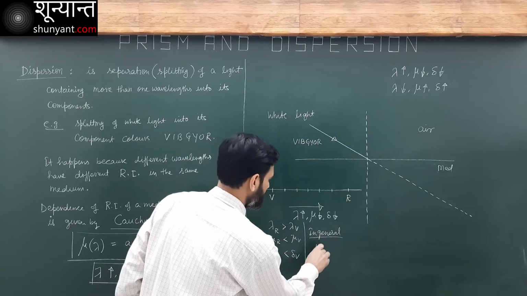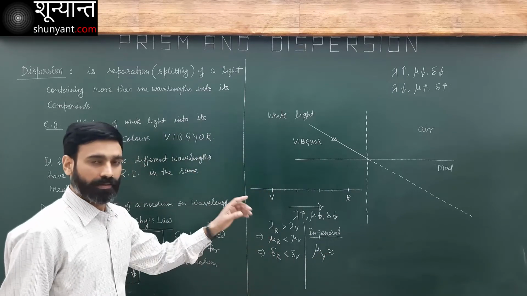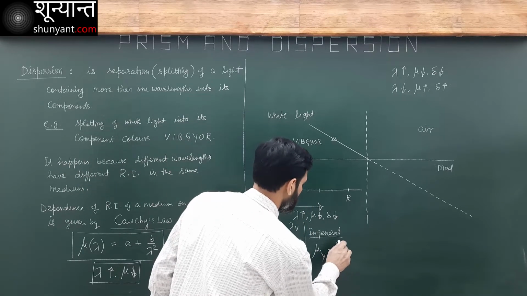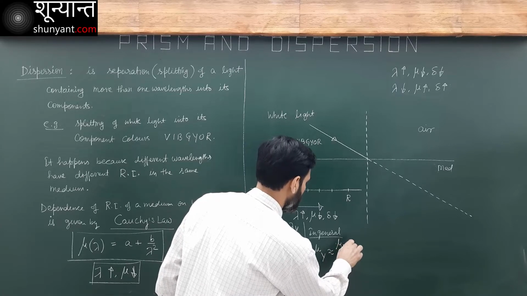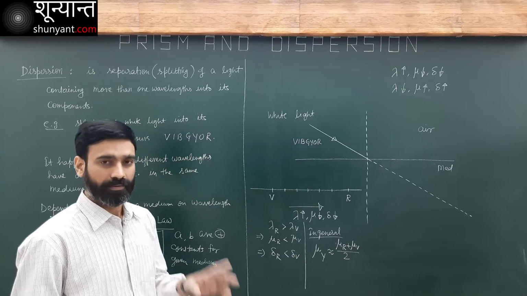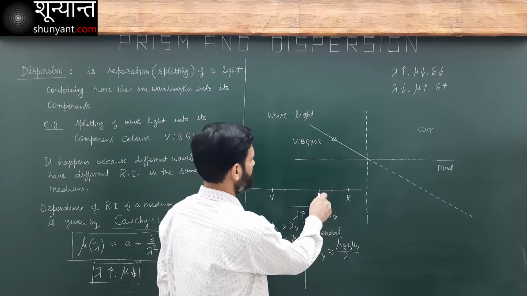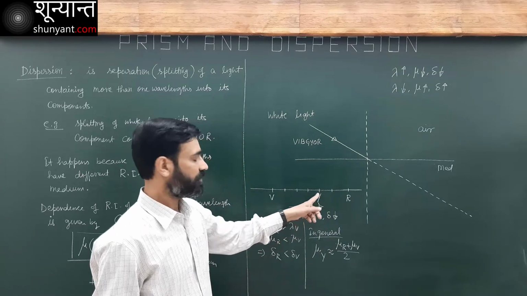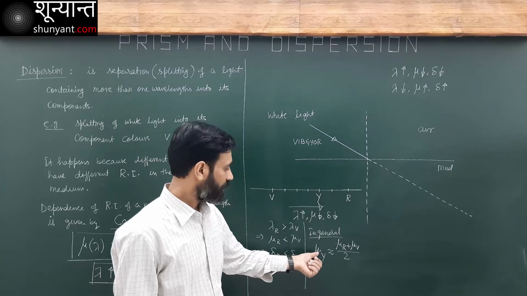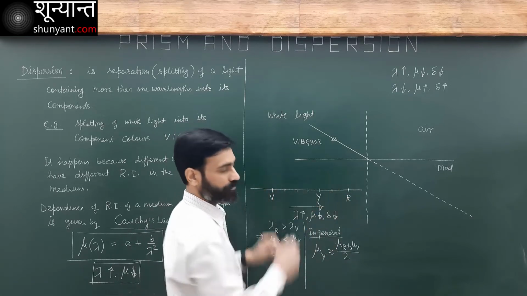In general, the refractive index corresponding to yellow color is the average of red plus violet. This is in general. I am not talking about wavelength. Wavelength is here, and yellow is here, it is not in between. We are talking about the refractive index. In general, the refractive index will be approximately the average of these two.